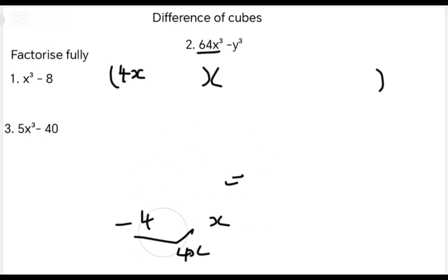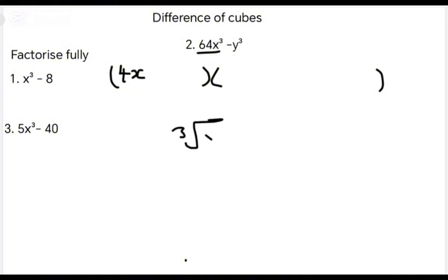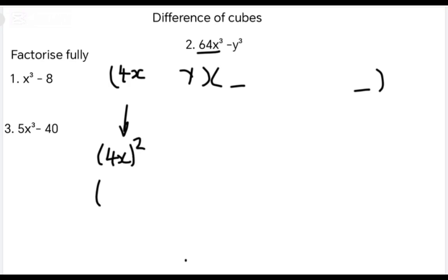We're also going to do the same thing with the y. We're going to cube root y cubed, which is going to give us y. So here we're going to have y, perfect. What we're going to do next is take the square of this 4x. So this one is going to give us 16x squared. So here we're going to have 16x squared, perfect.